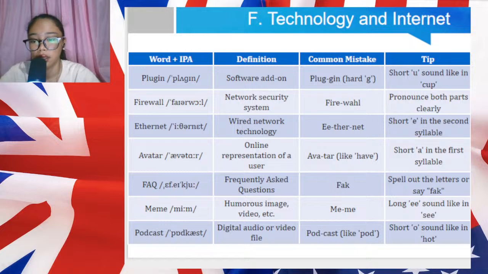Next, we have FAQ. Very easy. We pronounce it by letter: F, A, Q. FAQ means frequently asked questions. The common mistake is that some people say it how it looks, like a single word. But I mentioned that we pronounce it as its three distinct letters. It's more of an initialism, so we pronounce the letters as they are.